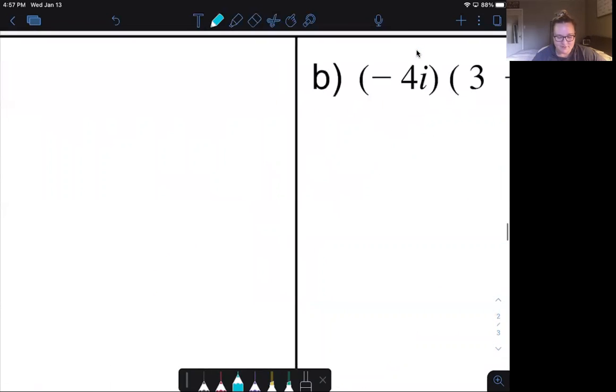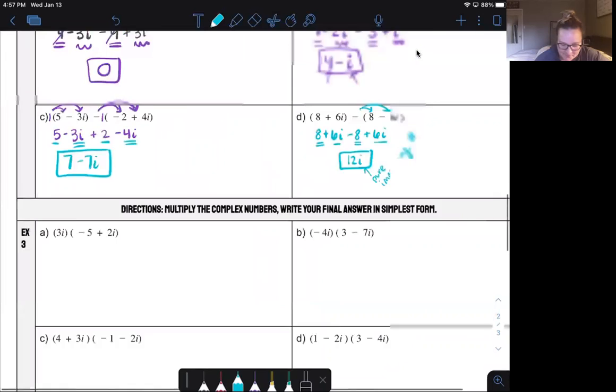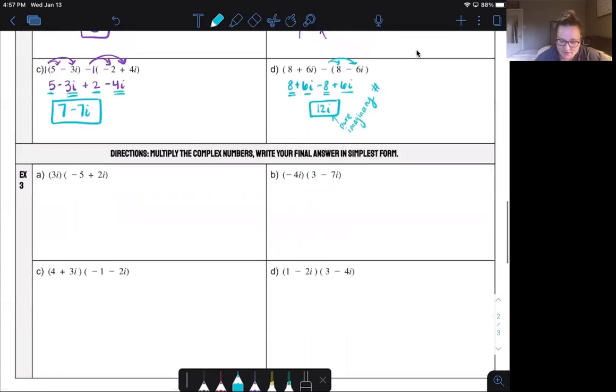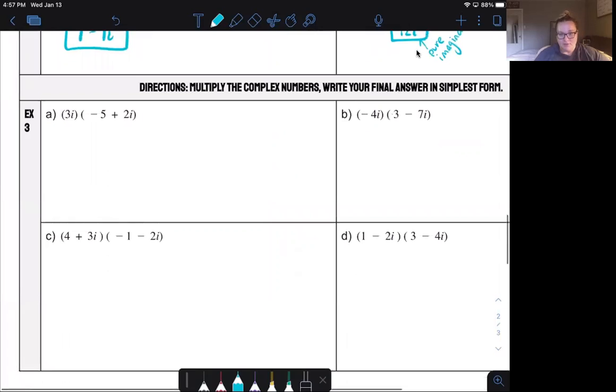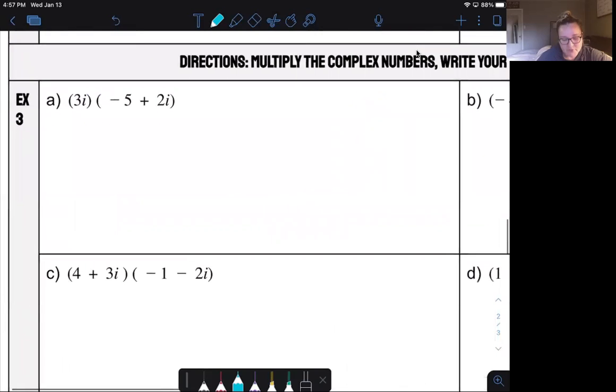Now let's do the fun part. Let's do some multiplication. So for example 3, our directions are to multiply the complex numbers and then write our answer in simplest form. And that just means to write your final answer in a plus bi form. So part A, 3i times negative 5 plus 2i. Now, if this was just, let's say, 3 times negative 5 plus 2i, what would we do? Well, we would know to multiply this by each part. So we're going to do the same thing, except this time 3 has an i attached to it.